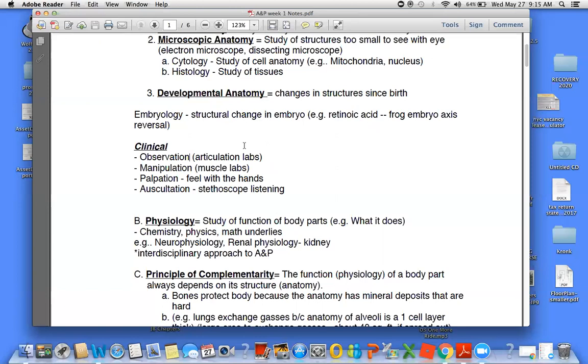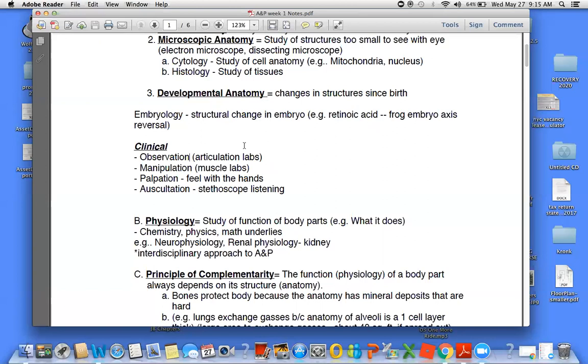Palpation means feeling with the hands. Feeling one's breasts can tell you if there's a mass or swelling or abnormality, right? These are simple, easy to do processes. Palpation is feeling body parts to see if there's any abnormalities.